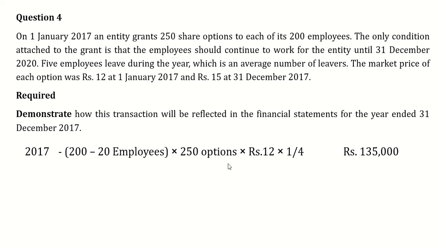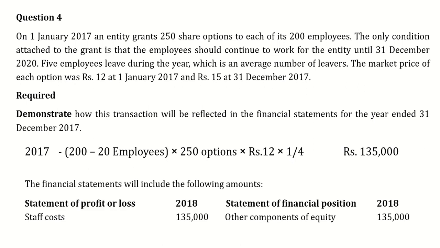Multiply by 250 options, multiply by the 12 rupee grant date value, and this expense should be recognized over a period of 4 years, which comes to 135. So you can debit that to the staff cost expense in the P&L and credit the other component of equity in the financial position, right? Hope you understood how to account for this share-based payment.